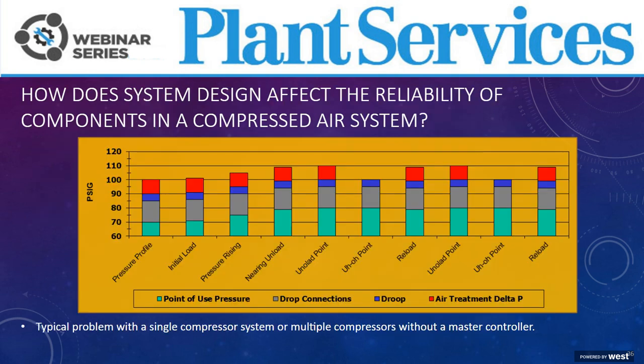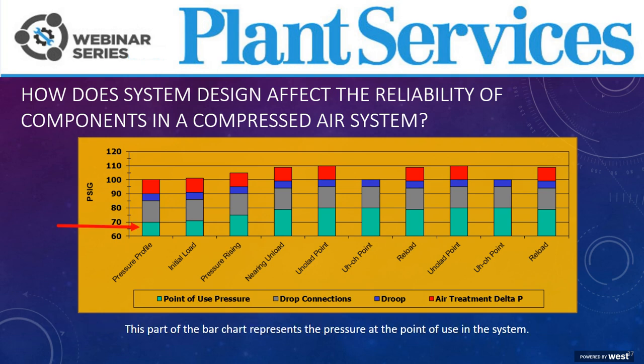I do want to talk today about a system that is typical, and we have measured these systems. It's a problem with single compressor systems and multiple compressor systems that don't have a master controller. In this particular system, it was a compressor, filter, a dryer, a filter after the dryer, and a tank.